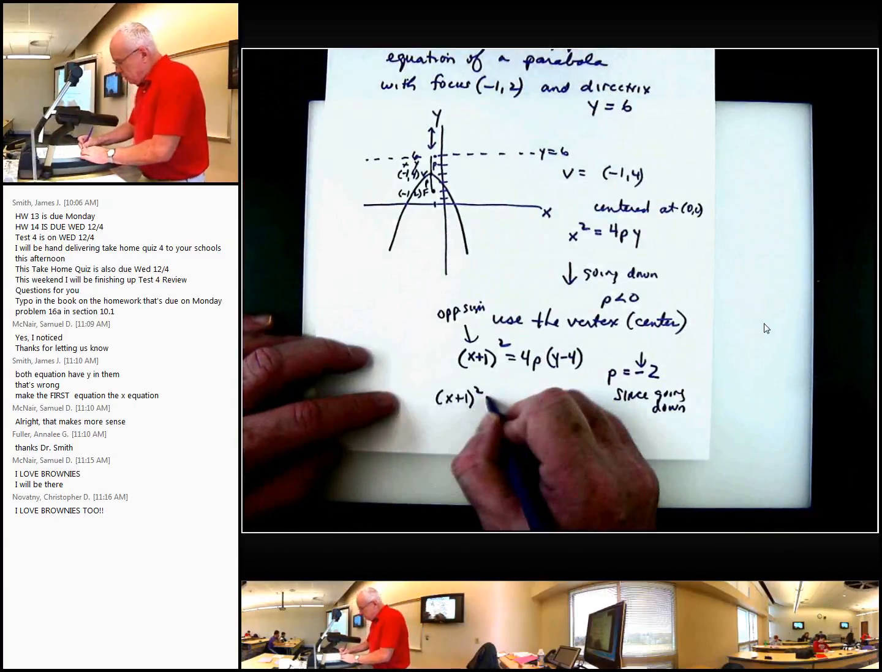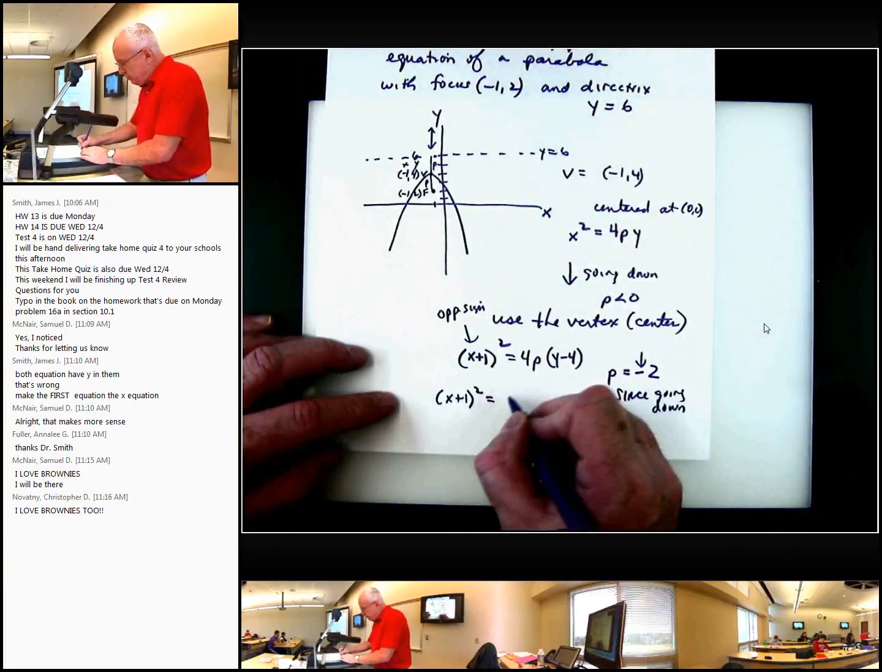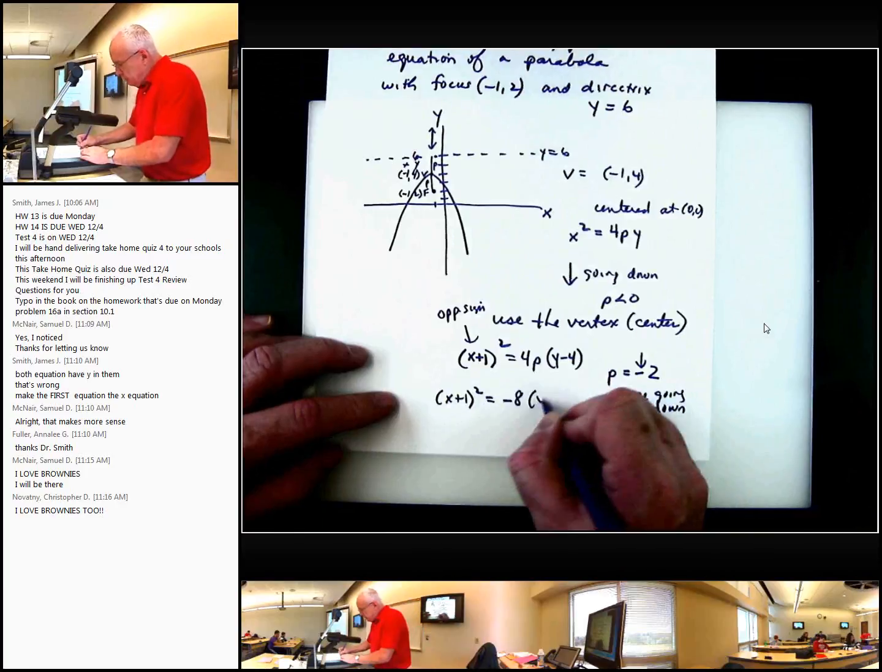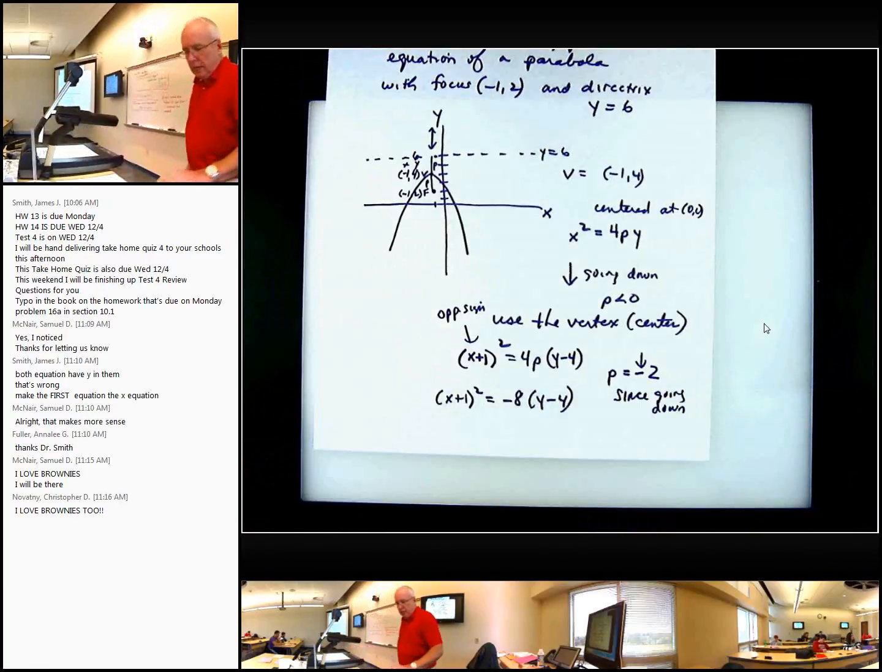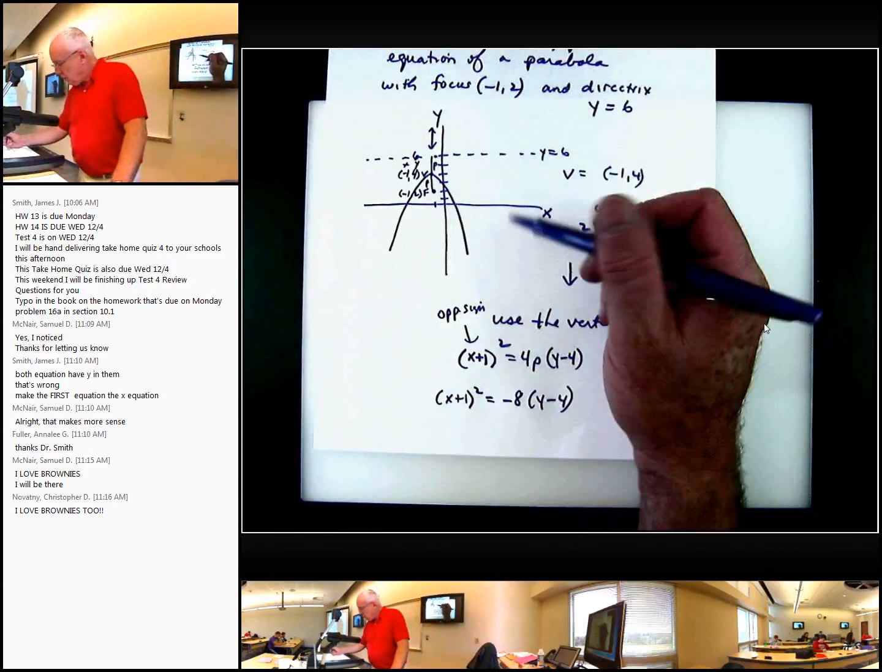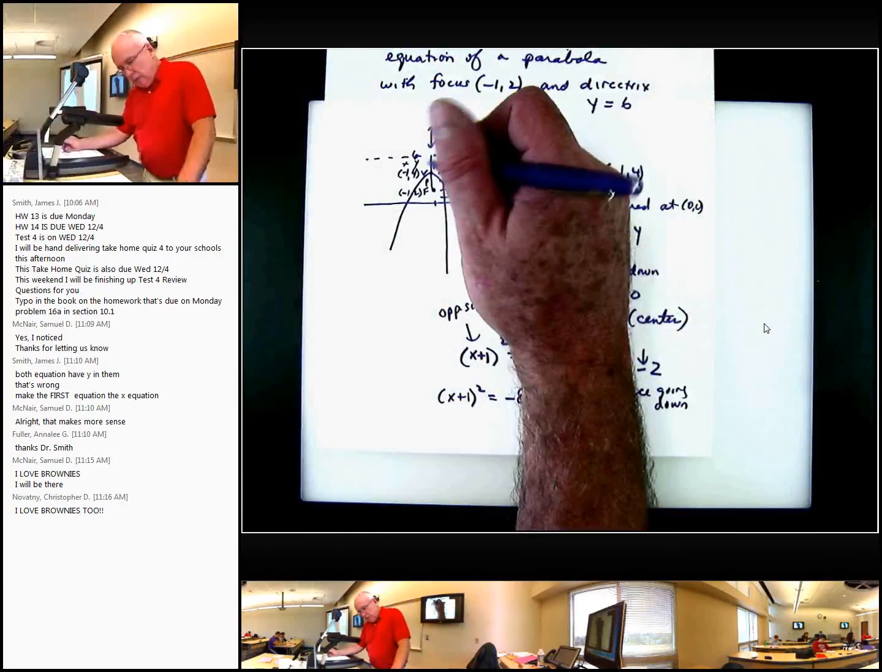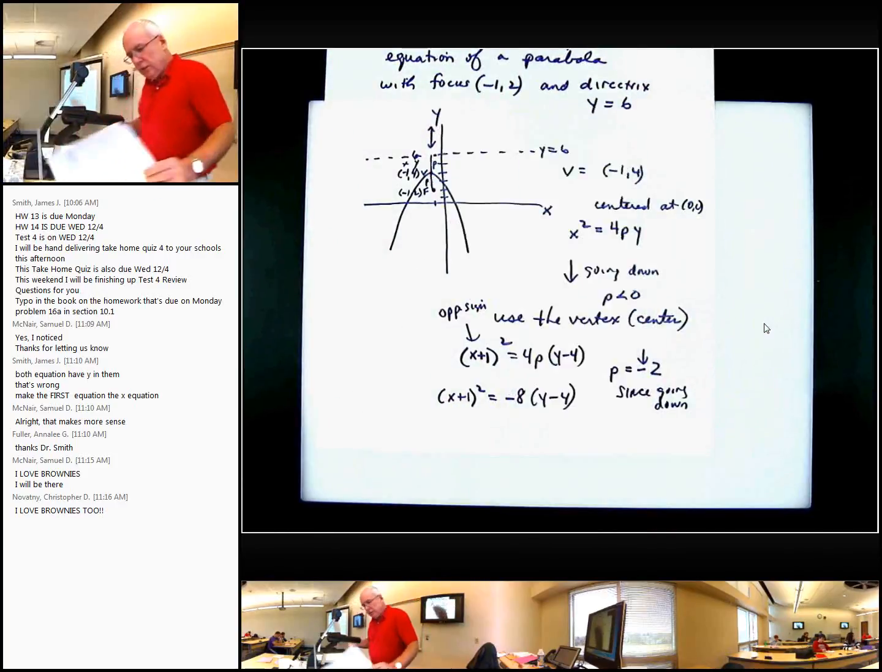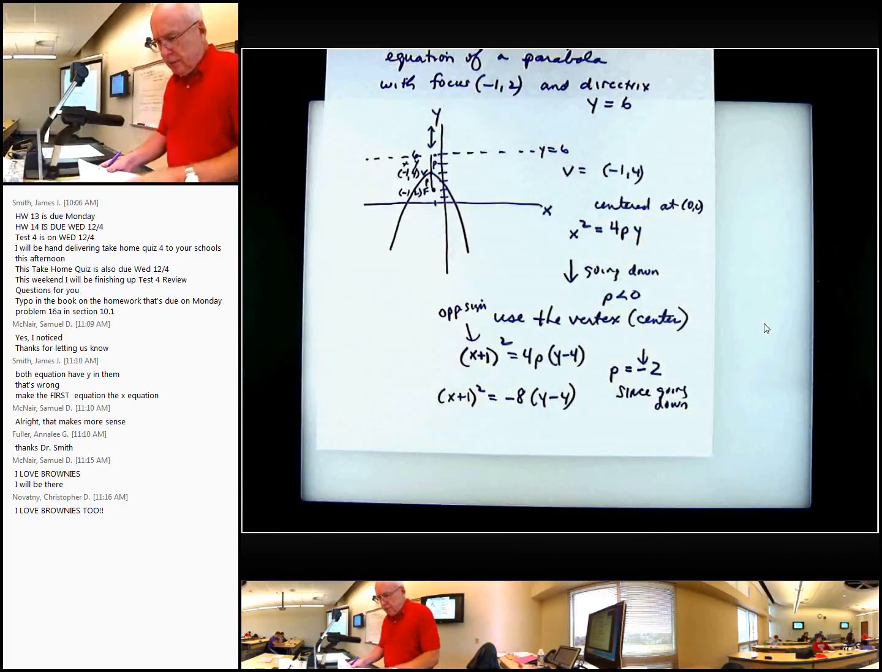x plus 1 squared equals 4 times -2, which is -8, times y minus 4. And we have that. Isn't p going to be, let's go back. Give me a second here.